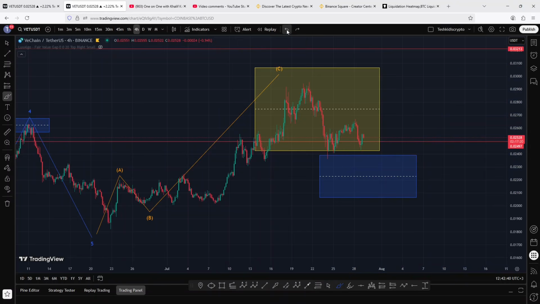So that is the roadmap that I expect Vechain to follow in the short term and also in the long term. And let us be patient and see how that plays out, and I will ensure you stay up to date.